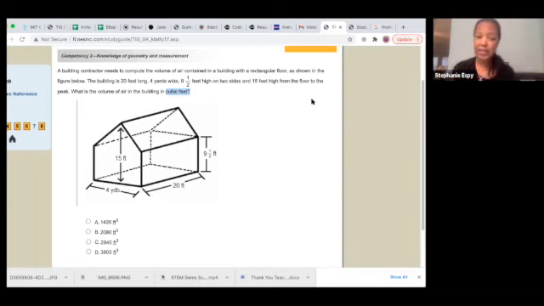So let's look at the rectangular part first, Jordan and Beatrice. So the rectangular part first. So you're taking off the roof and just looking at the rest of the house. How do you find the volume of that?